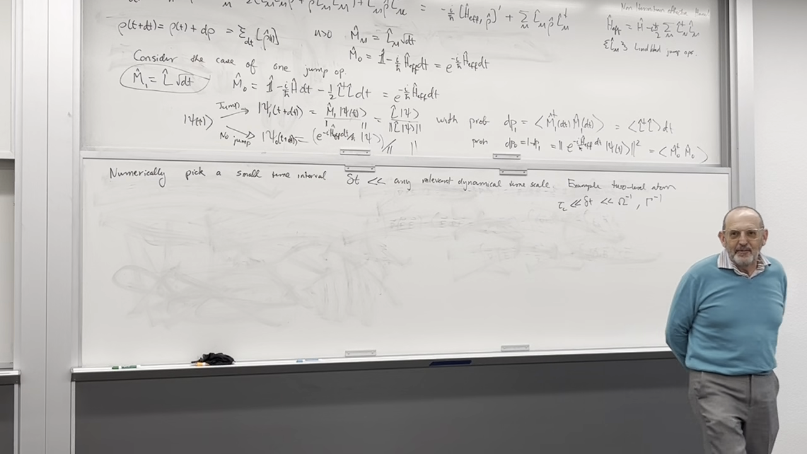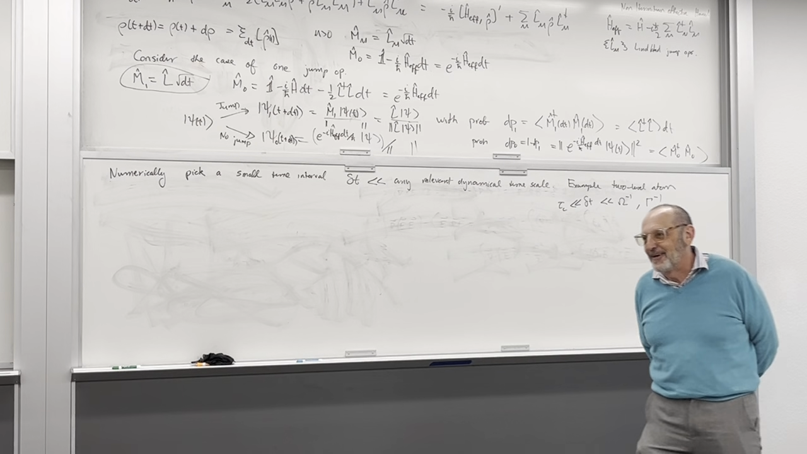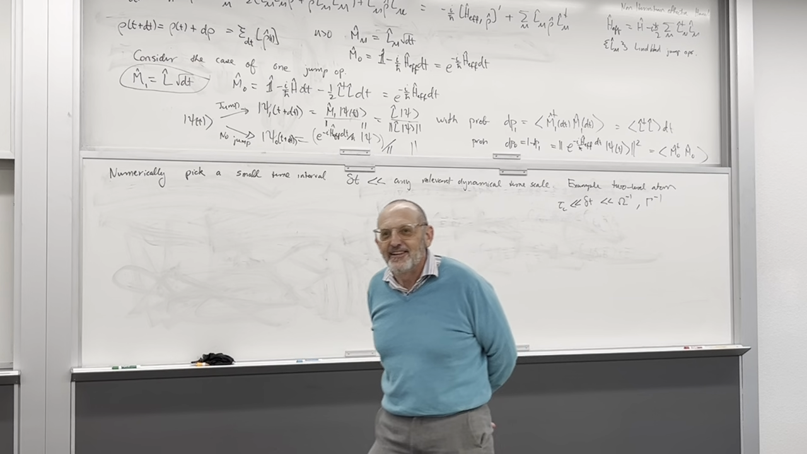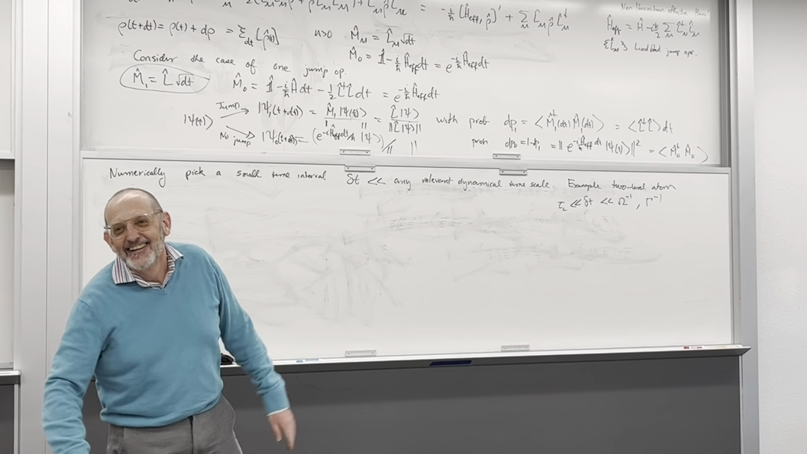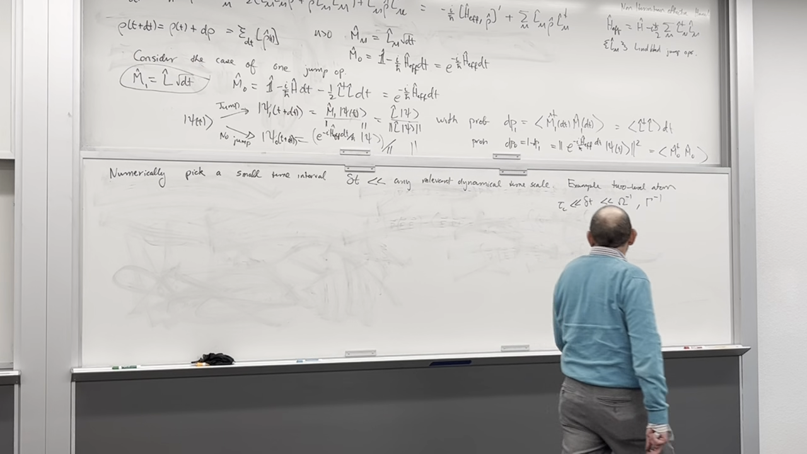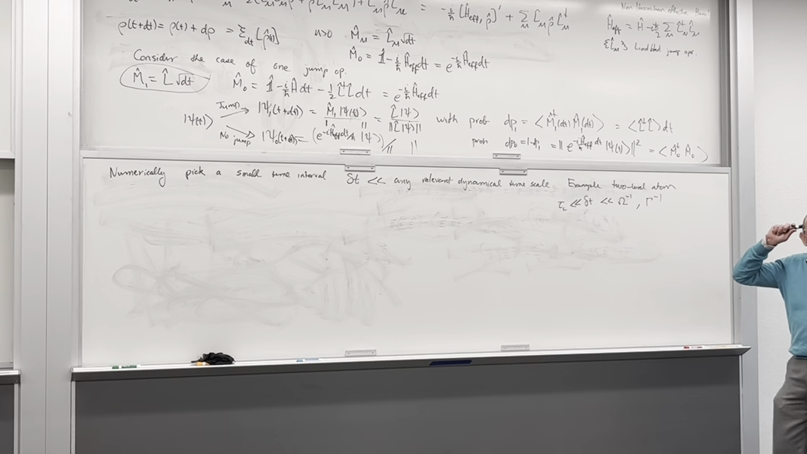I don't know, zepto was probably not the right one. That's a big number, a small number. Wasn't the Nobel Prize this year about attoseconds? It's probably an experiment, right? Okay, but good. All right.